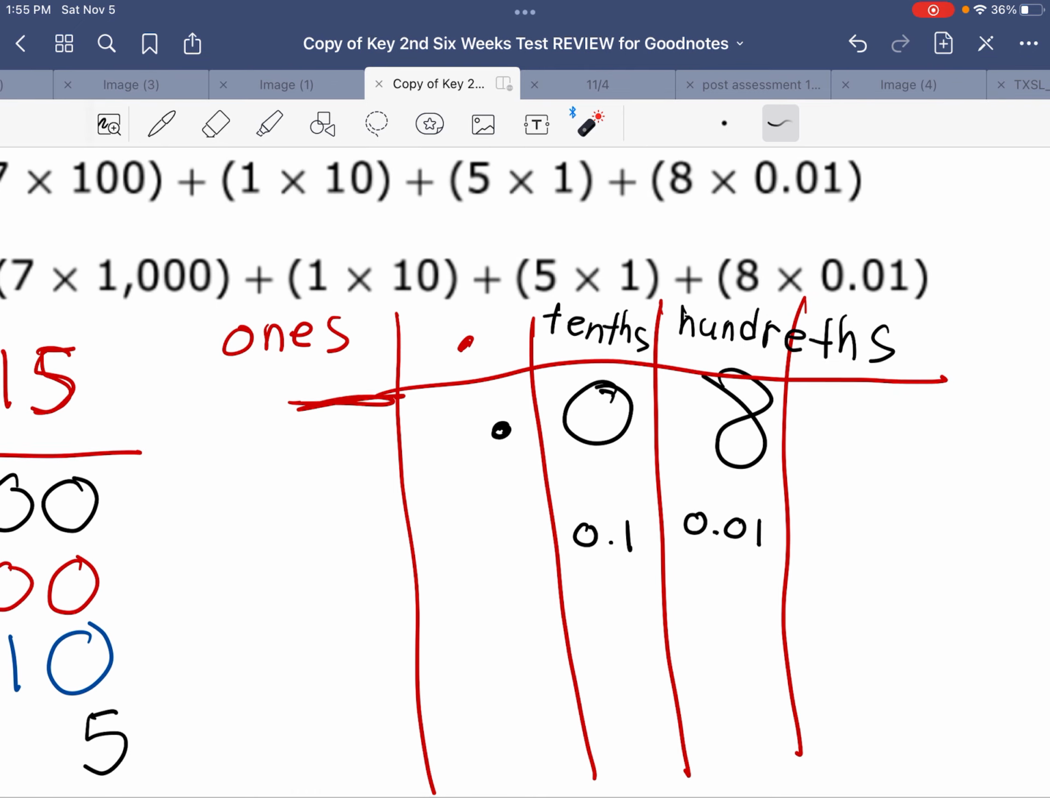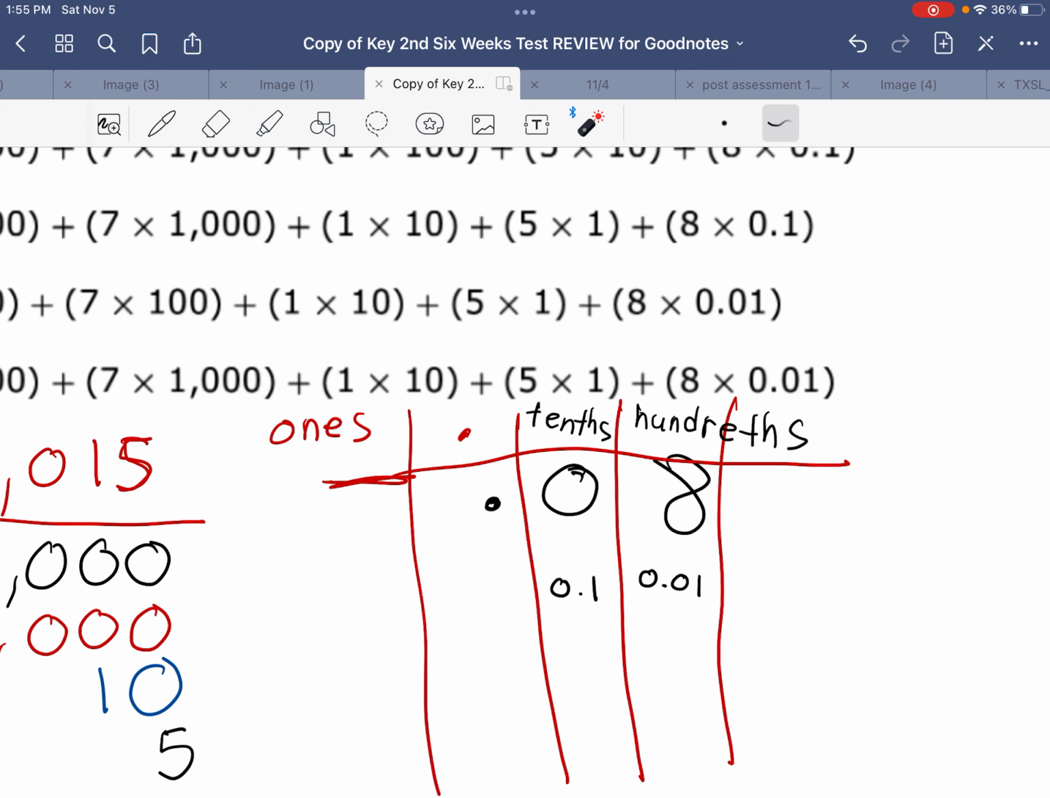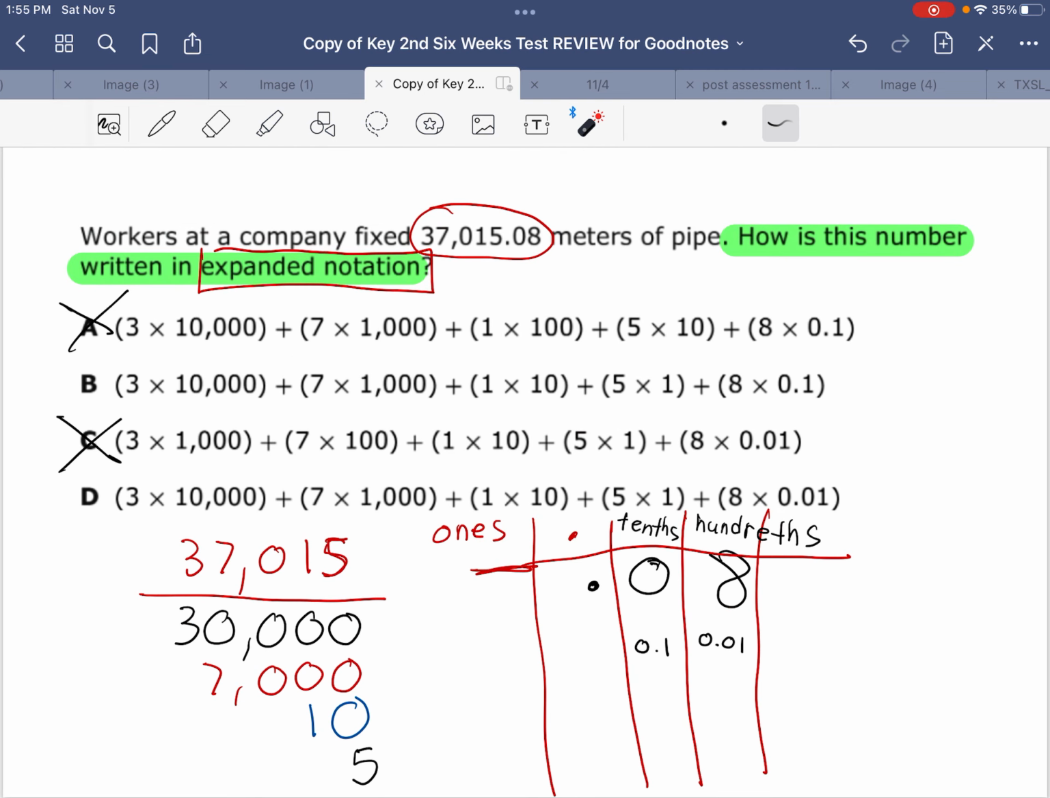Okay. So if I look at the decimal that they gave me, 0.08, and I look on top, I notice that my 8 is in my hundredths place. Okay. So if it's in my hundredths place, I know that it'd be written like this, 0.01. So now I go back to my answers.